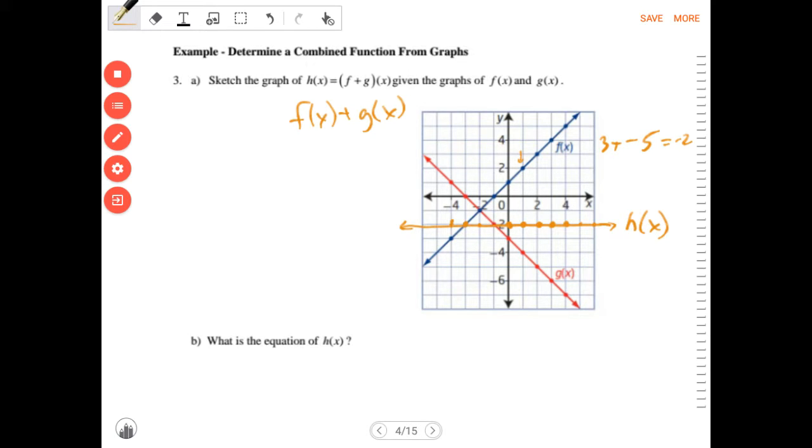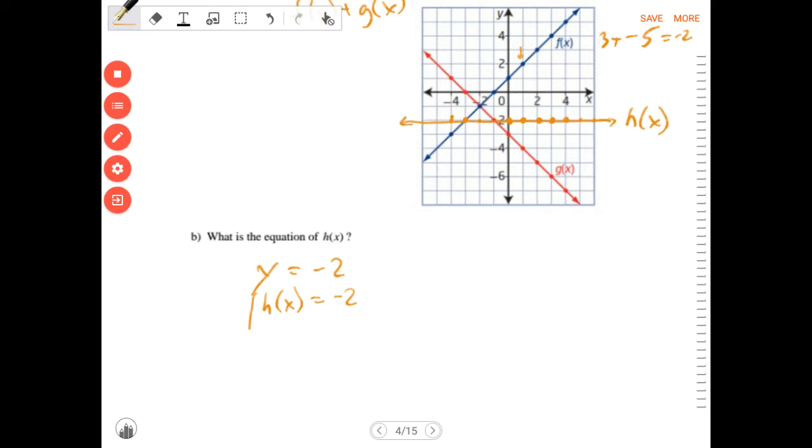Okay, and then what's the equation for h of x? So remember, a horizontal line is just a y equals line. So this is y equals negative 2, or if you prefer, h of x equals negative 2. So that is the equation of the line. Okay, great.